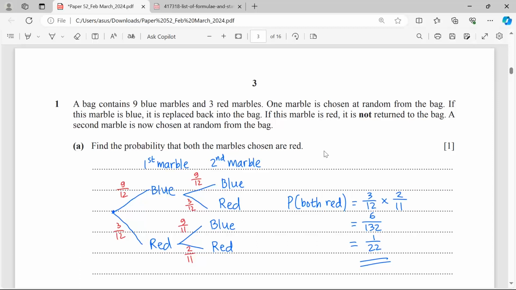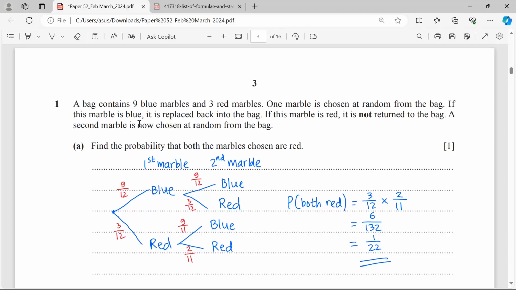So we want both marbles chosen to be red. In this question, I recommend you draw a tree diagram to illustrate the situation. We take two marbles here. This is the first marble, and this is the second marble. For the first marble, there are two possibilities: either we get a blue marble or a red marble. So that's why I write blue and red here.